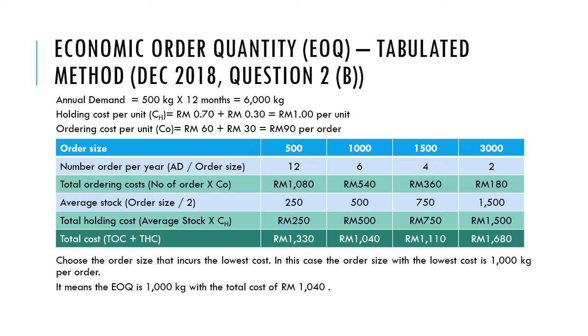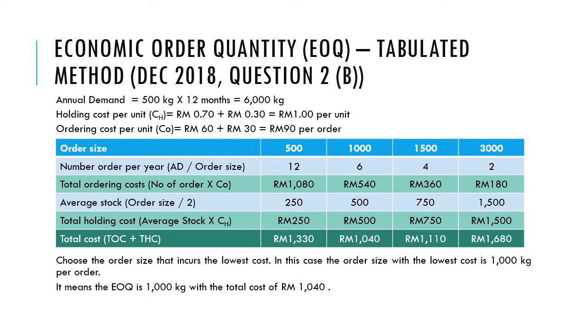Therefore, the total cost if I order 500 kilograms per order is you add these two up: 1,080 ringgit plus 250 ringgit. The total cost here is 1,330 ringgit. So on and so forth. These are the total costs for 500, total cost for 1000 kilograms per order, total cost for 1500 kilograms per order, and total cost for 3000 kilograms per order.